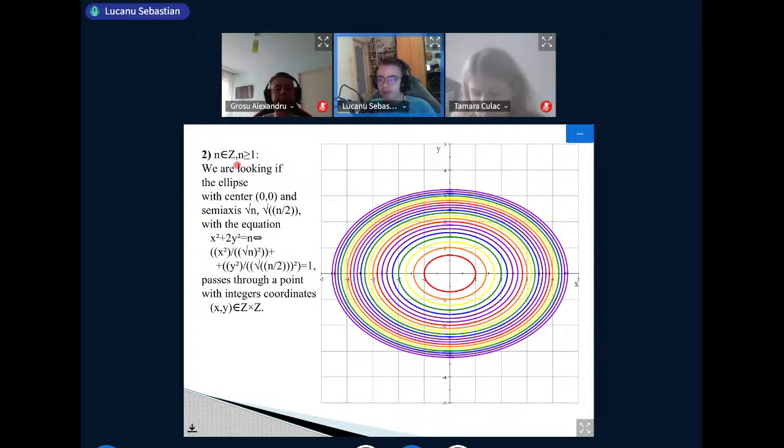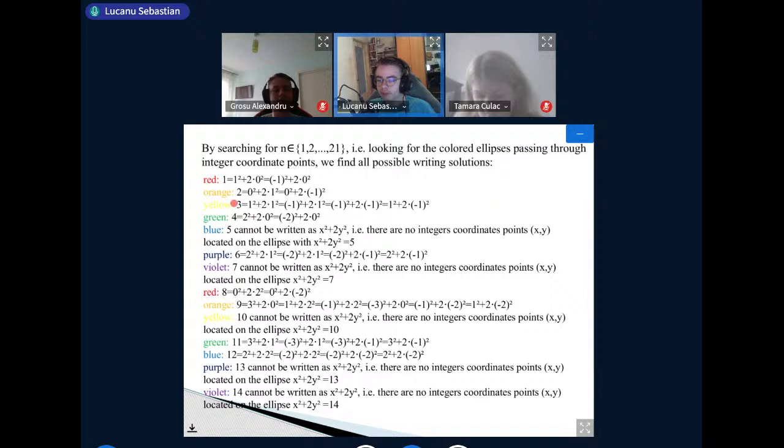Second, when n is an integer and n is bigger or equal to 1, we are looking at whether the ellipse with center (0, 0) and semi-axes square root of n and square root of n divided by 2, with the equation x squared plus 2 times y squared equals n, passes through a point with integer coordinates. Using the same methodology as when a equals 1, each ellipse determines a value n, and by searching for numbers from 1 to 21, we look for the colored ellipses passing through integer coordinate points. We find all possible writing solutions.